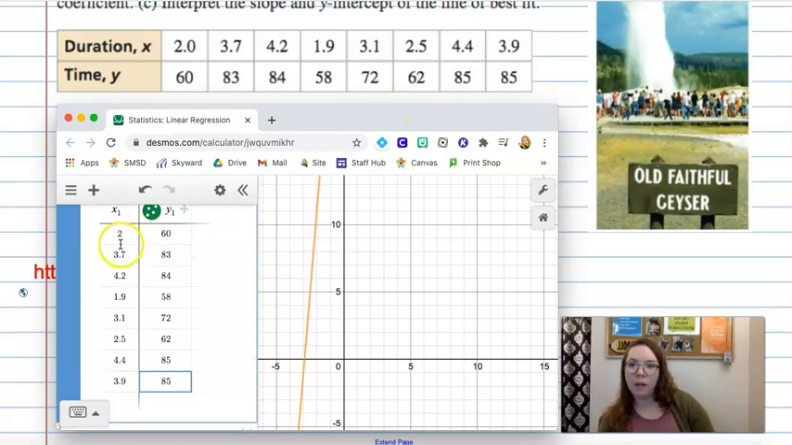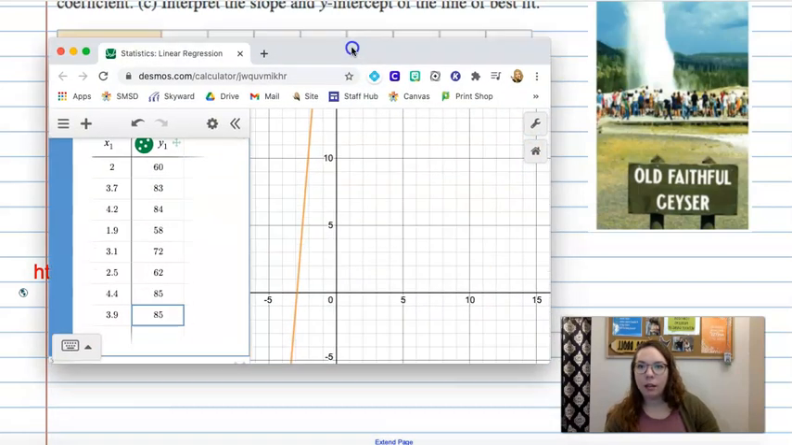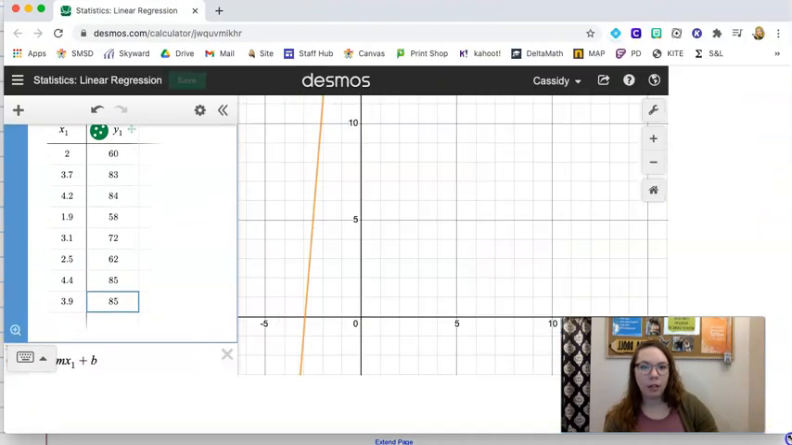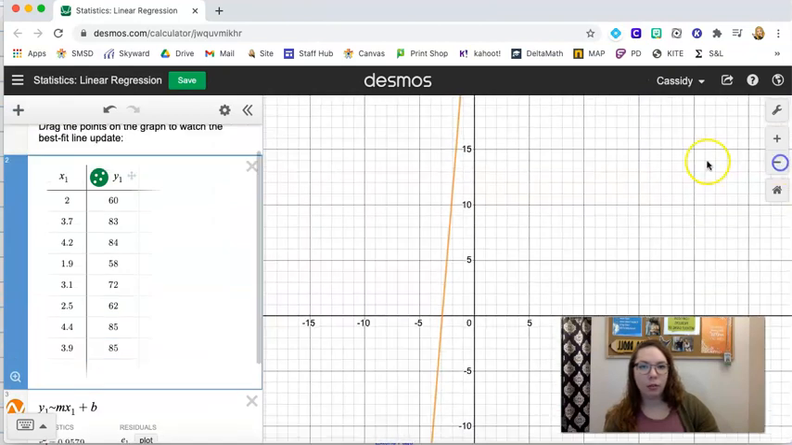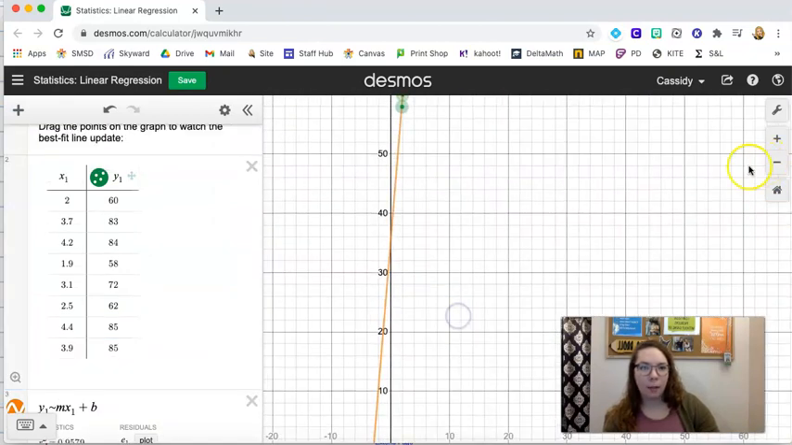All right, so I should have all my data in here. I have 8 and 8, so I didn't skip any. And if you had any extras, you could just backspace them out. And then I'm going to make this bigger now that I don't need that table, and I'm going to zoom out so that I can see my points.